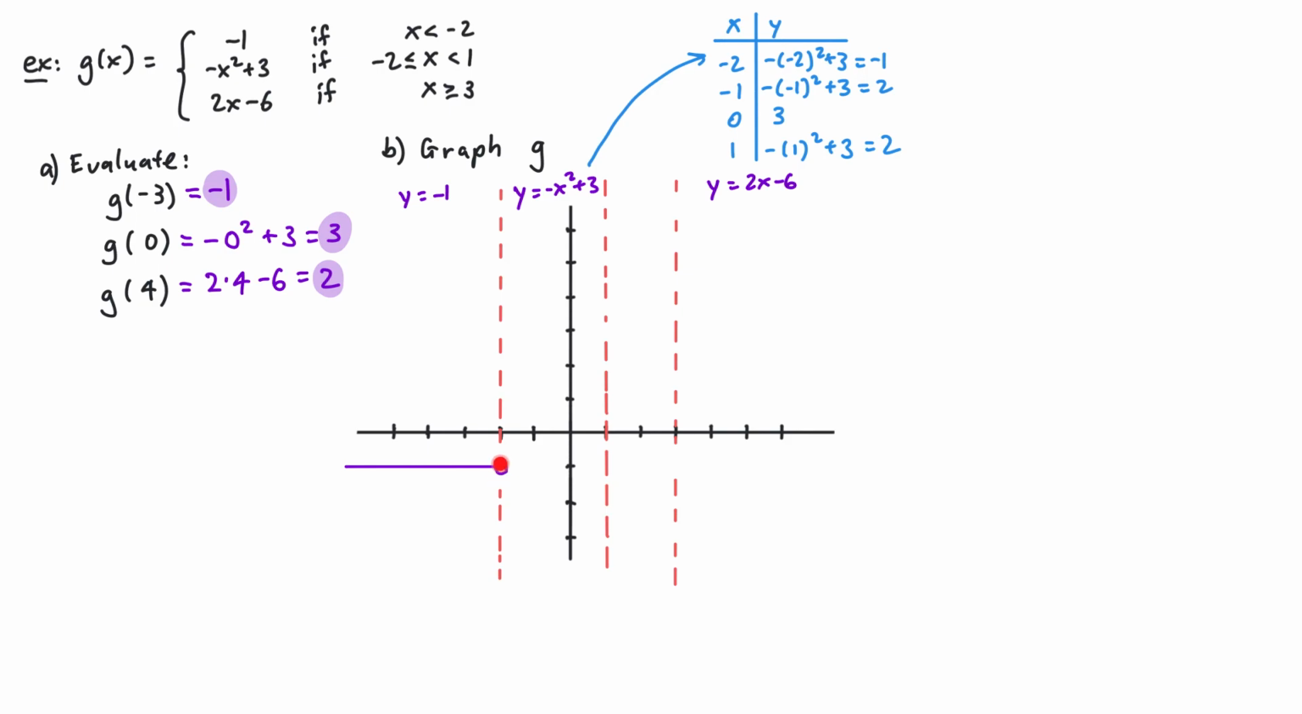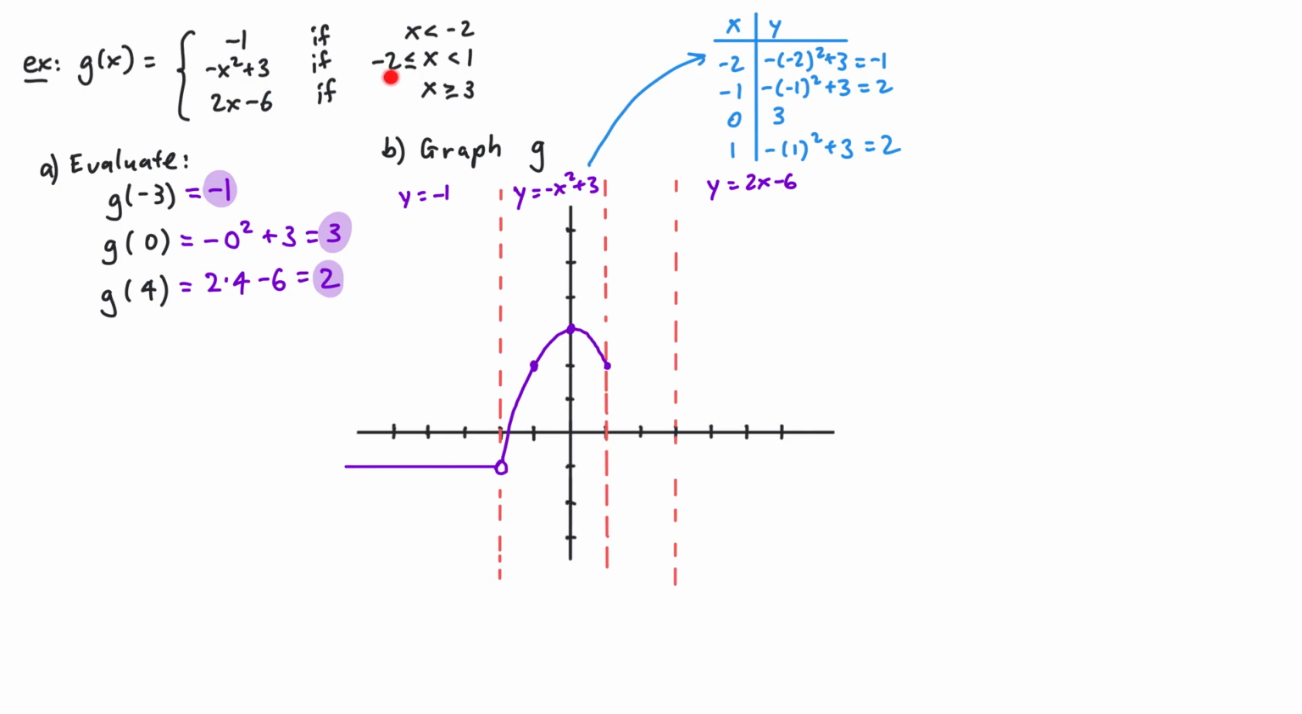So let's plot our points. We have negative 2, negative 1. We have negative 1 comma 2, 0 comma 3, and 1 comma 2. Connecting these points gives us the following shape. The last thing to do is decide whether or not we want to include the points at the boundaries of our interval. On the left boundary here at x equals negative 2, we want to ask ourselves, do we have the point negative 2 comma negative 1?